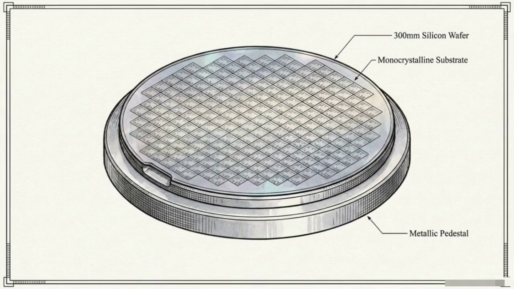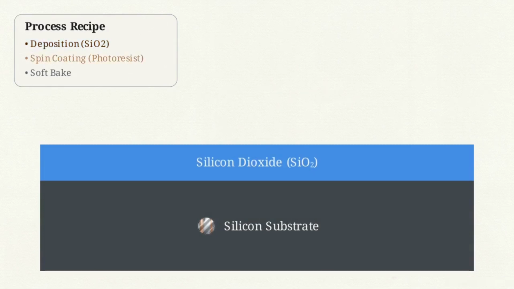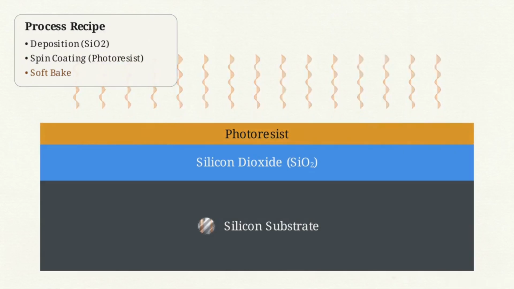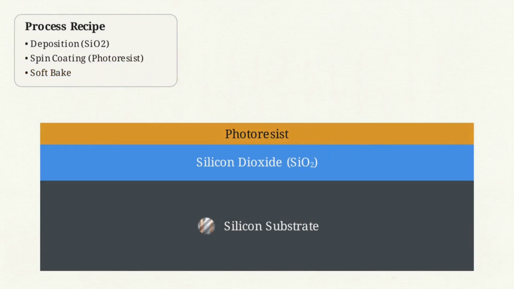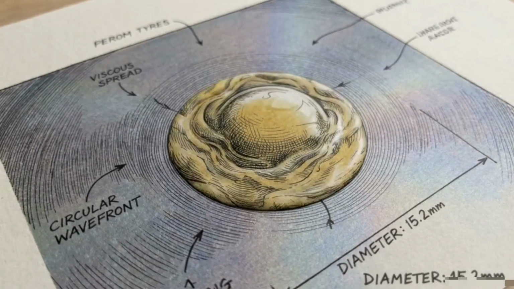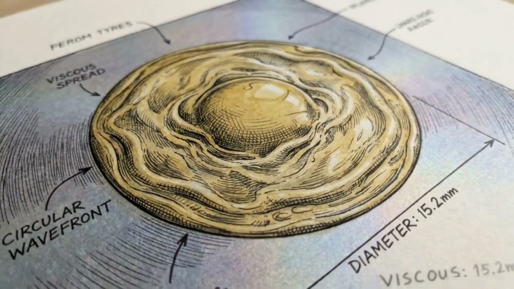The cycle starts with a blank canvas, a flat, highly refined monocrystalline silicon wafer. In this cross-section, a uniform layer of blue insulating silicon dioxide is deposited across the bare silicon substrate. Next, liquid photoresist is spread evenly over the oxide, followed immediately by a soft bake to evaporate solvents and stabilize the layer. This photoresist is not a permanent structural component of the chip. It acts purely as a temporary chemical canvas, waiting to receive a blueprint.